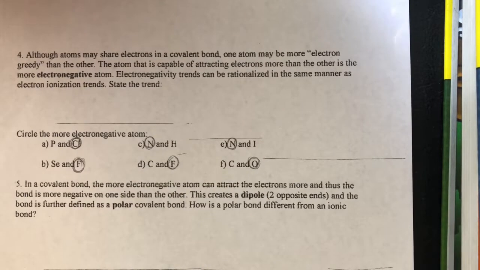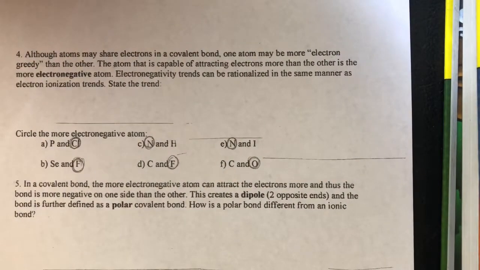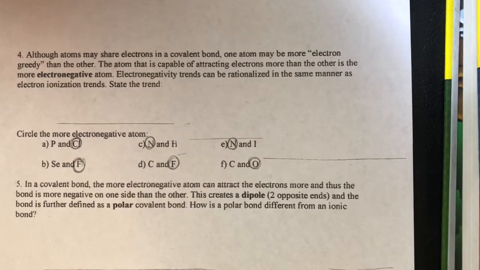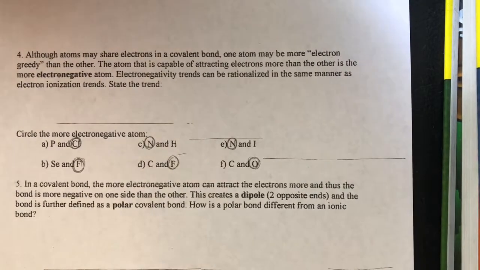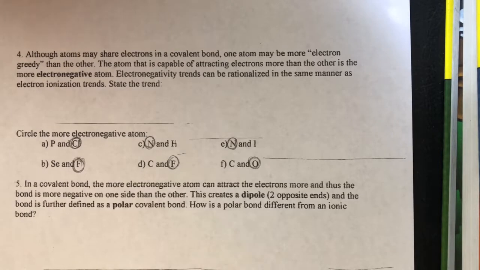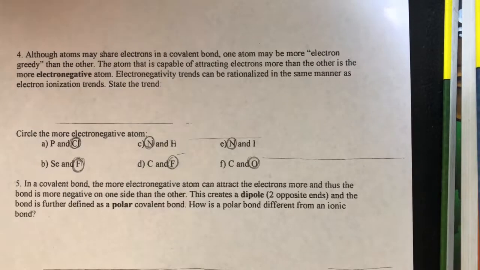For problem number 4, although atoms may share electrons in a covalent bond, one atom may be more electron greedy than the other. The atom that is capable of attracting electrons more than the other is the more electronegative atom. Electronegativity trends can be rationalized in the same manner as electron ionization trends. State the trend. So for this, if you look at the periodic table, electronegativity increases from left to right. And in the opposite direction, from top to bottom, electronegativity decreases from top going to the bottom.